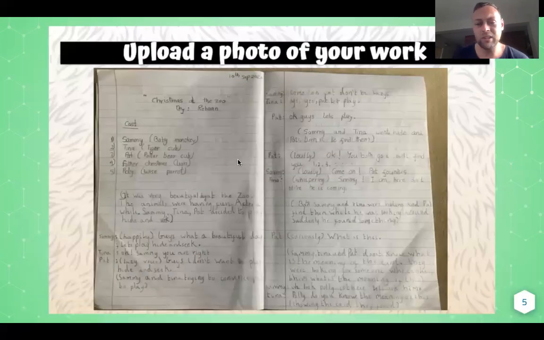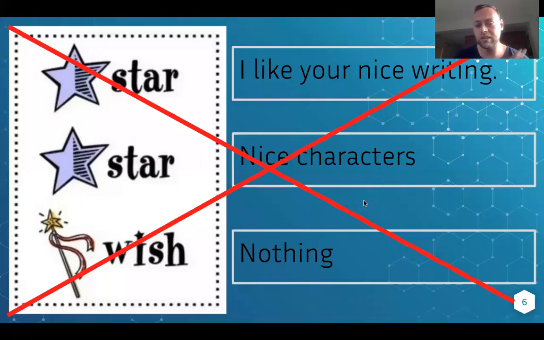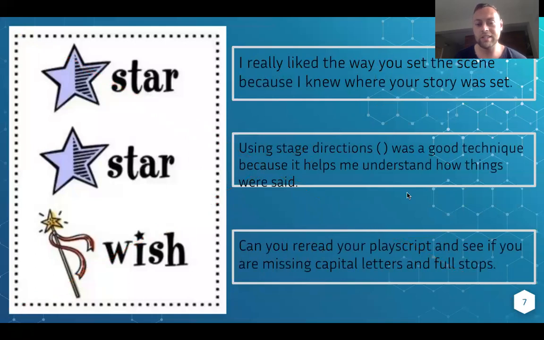okay, yes, he has got nice writing, but that doesn't tell me about how good his play script is. So I could have said something like, I really loved the way that you set the scene using stage directions, and you did it more than once. I could have said to him, thank you for using a cast list, because by knowing who the characters are, I can understand your play script. So I don't want to see any feedback like this. I want to see feedback like this.